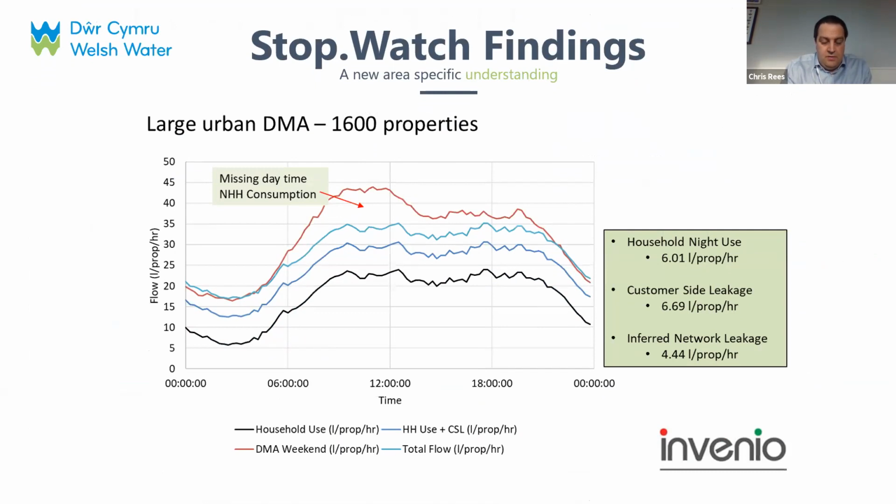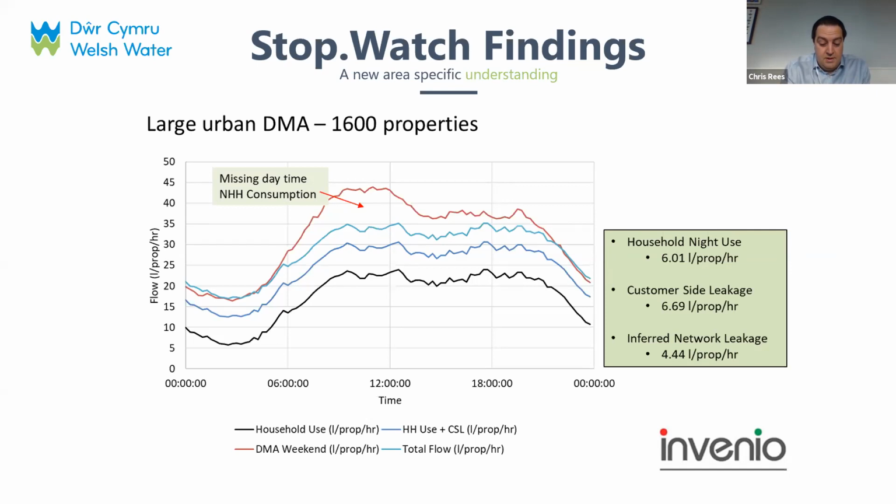So this one's really interesting for us in leakage prevention. The slide shows an aggregation of stopwatch data together with a total line in the sky blue compared to the DMA flow meter. As well as attaining our household net use, which is the black line, you can also identify customer side leakage, which is the blue line, and then the remainder being a far lower estimate of network leakage than we would have first imagined.